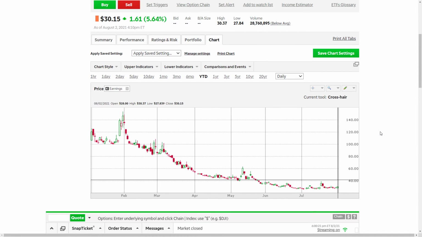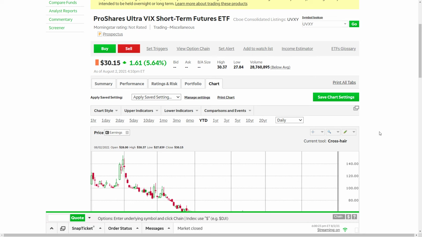But all in all, that is what the VIX is, and in particular what I'm using here, which is the short-term futures ETF ProShares UVXY. This is the one that I in particular look at as opposed to just the actual VIX.